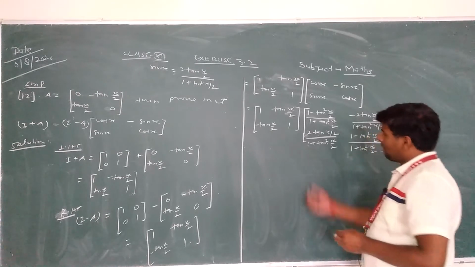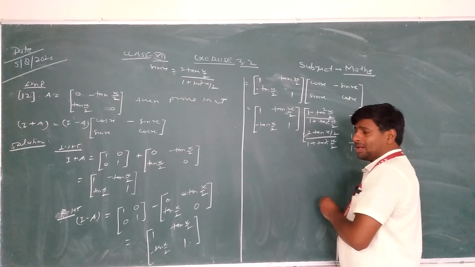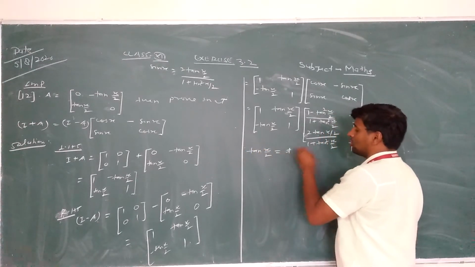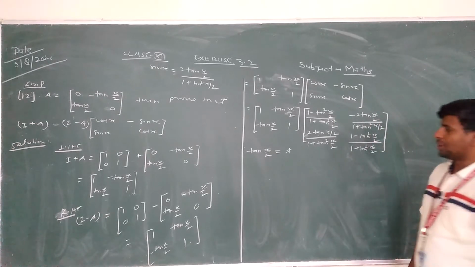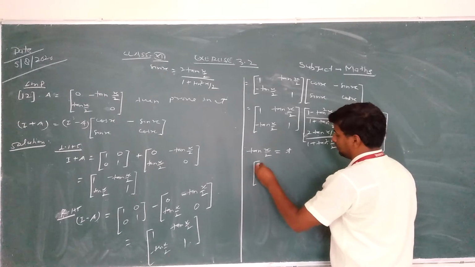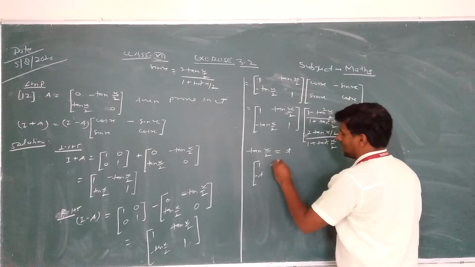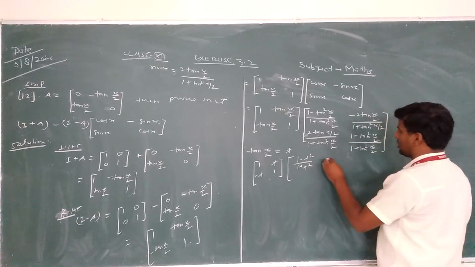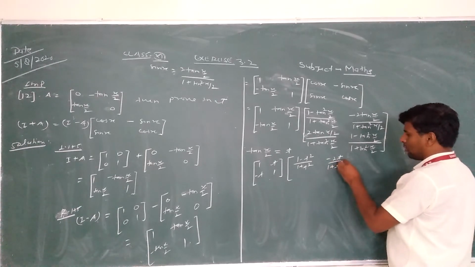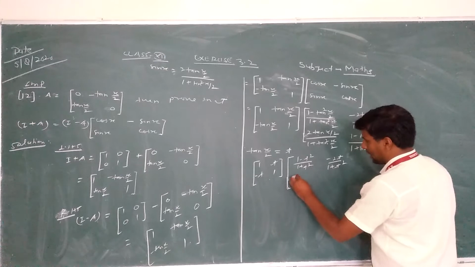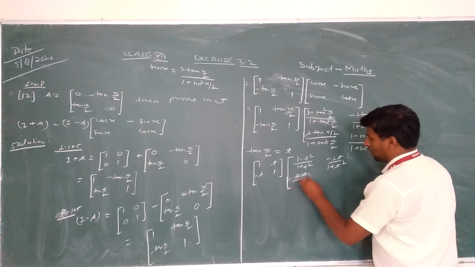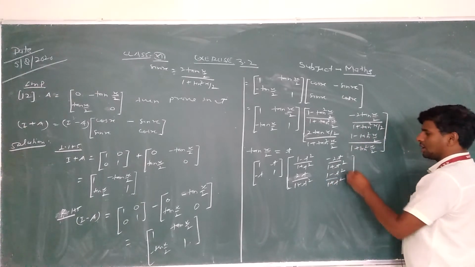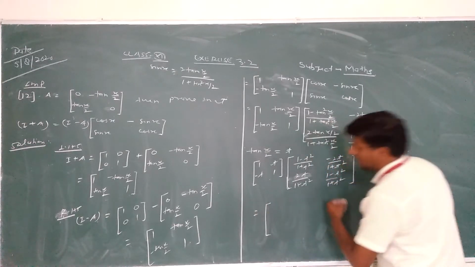Then we can multiply both matrices, but before multiplying the two matrices, we assume let tan(x/2) equal t. So the matrices are [1, t; minus t, 1] and [(1 minus t square) by (1 plus t square), minus 2t by (1 plus t square); 2t by (1 plus t square), (1 minus t square) by (1 plus t square)]. Then we multiply both matrices.